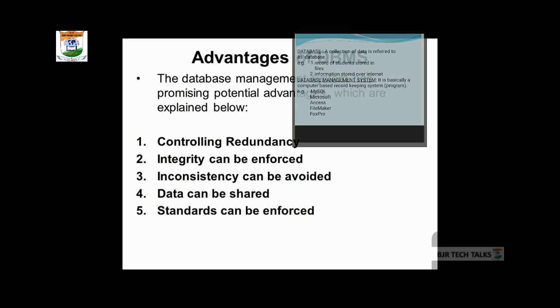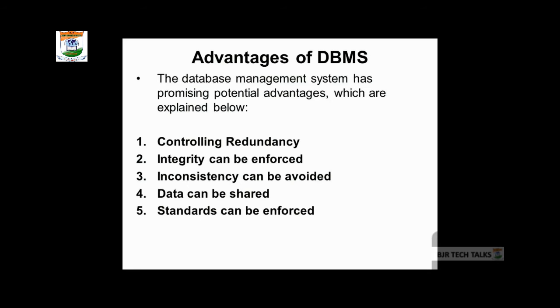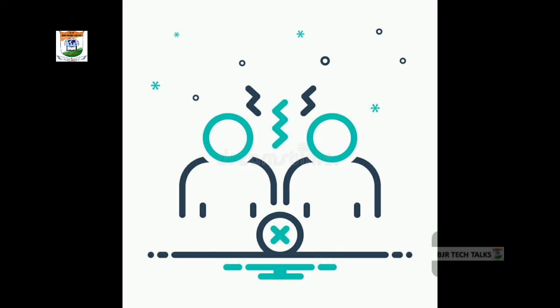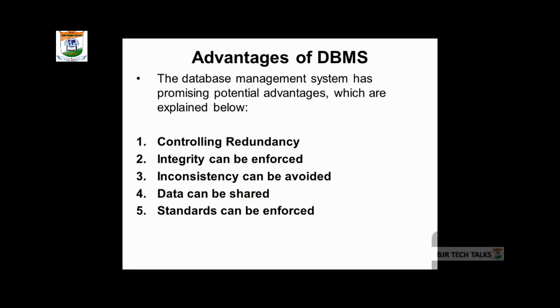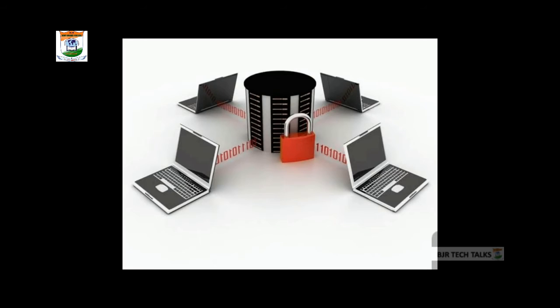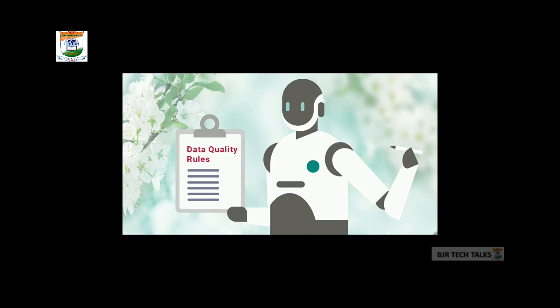Coming to the advantages of DBMS, the database management system has promising potential advantages like controlling redundancy, like the duplication of data is reduced, integrity can be enforced, that is, accuracy and consistency is increased, and inconsistency can be avoided. If the integrity is increased, then automatically inconsistency is reduced. Data can be shared. We can share the data through any device or any platform. And also the standards can be enforced. That is, certain rules and regulations are to be followed.